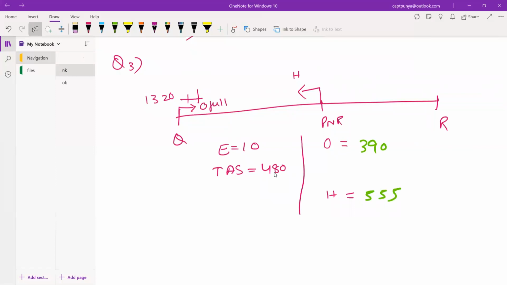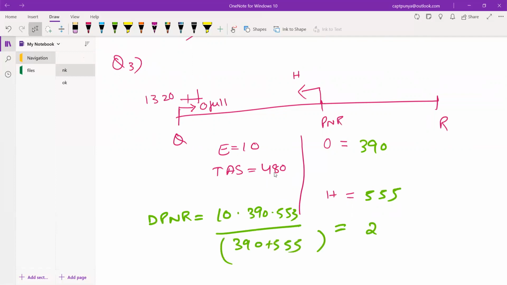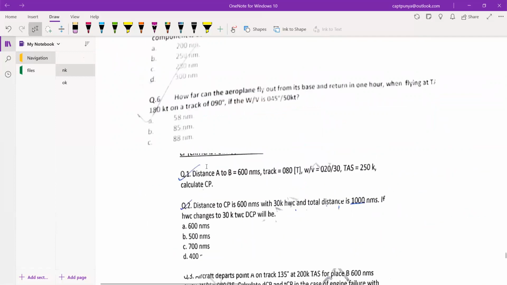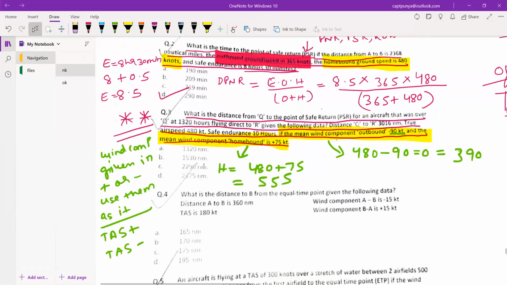Now guys, the distance is asked. We already know the formula for distance: E into O into H divided by O plus H. So guys, if you solve this, it will come to 2290. You keep a calculator with yourself. So let's check whether 2290 is in the options or not. If you see here, it is option number C, 2290.